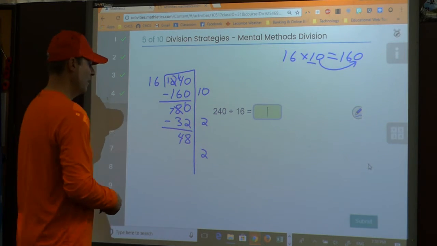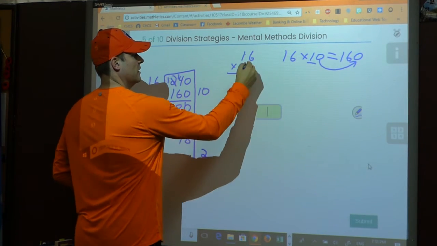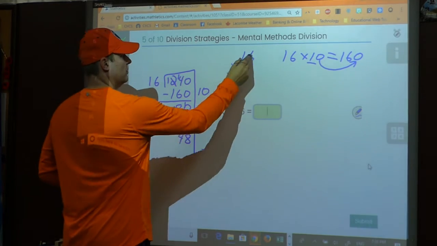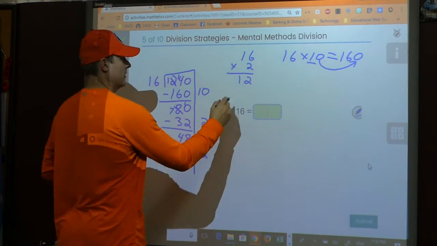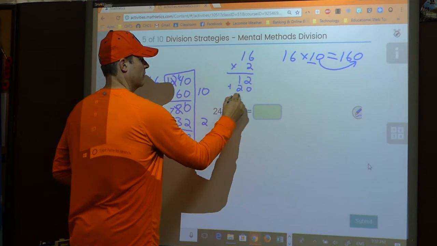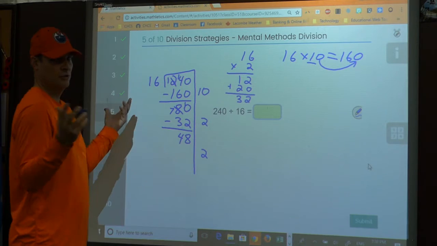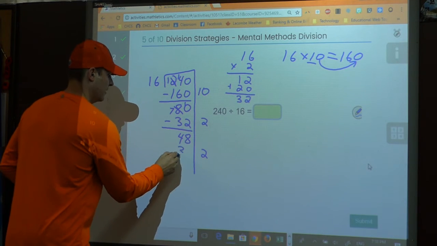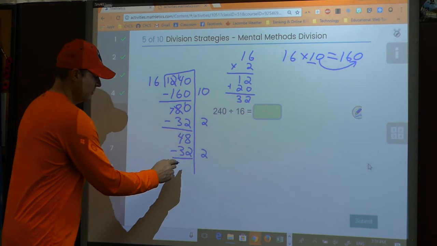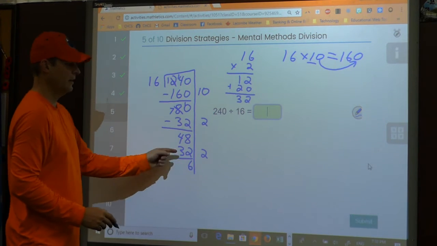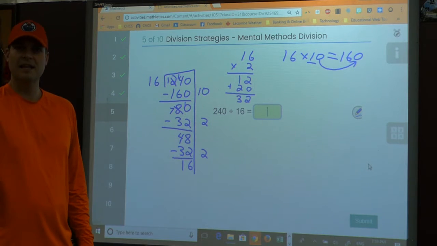2 16s I've been able to do, and if you're just unsure about that, we can just show you 16 times 2. 2 times 6, well, that's 12, 2 times 10, that's 20. We add up those columns, and sure enough, we have 32. So 2 16s is 32. We can subtract that amount. 8 minus 2 leaves us with 6. 4 minus 3 leaves us with 1. Whoa, look at that. There's 16 left over.